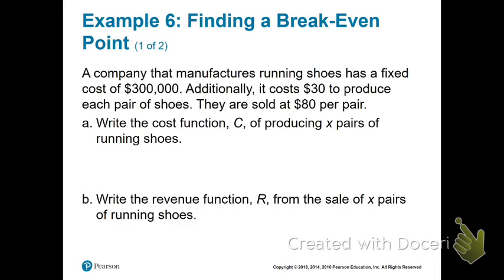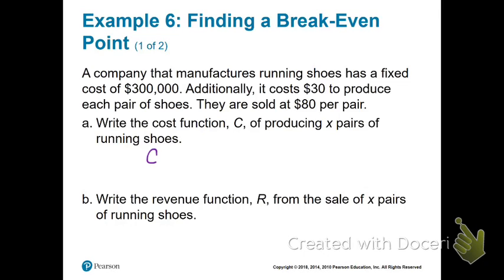All right, so example 6 says a company that manufactures running shoes has a fixed cost of $300,000. Additionally, it costs $30 to produce each pair of shoes. They are sold at $80 per pair. Write the cost function C of producing x pairs of running shoes.